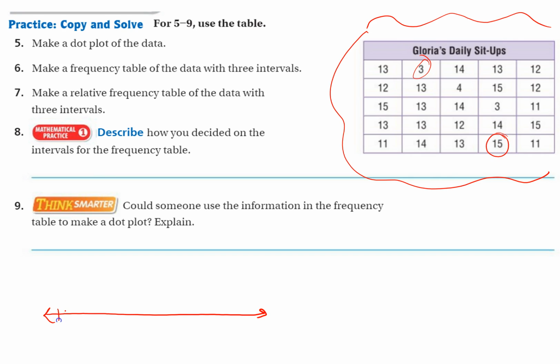Okay, so I'll start at 3, 4, 5, 6, 7, 8, 9, 10, 11, 12, 13, 14, 15. What did I, oh, I forgot. I started at 3. 3, 4, 5, 6, 7, 8, 9, 10, 11, 12, 13, 14, and 15.